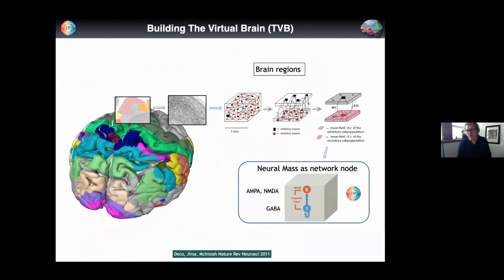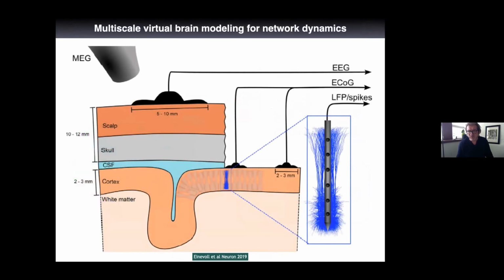I will not enter much into this here. We are equipping each network node with the mean field models that are developed, many of those in the lab of Alain, so this Destexhe et al., this Zerlaut et al. So this type of models we are putting there. I'm not entering into this.